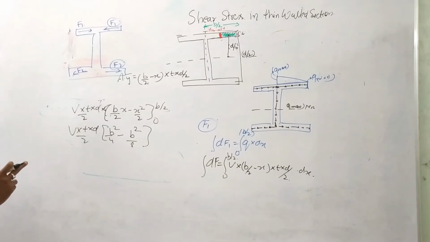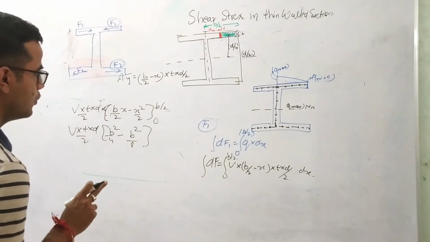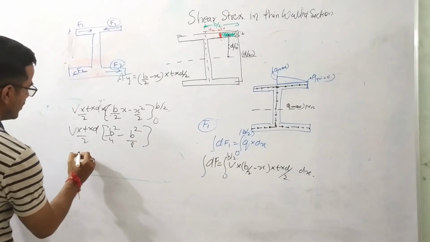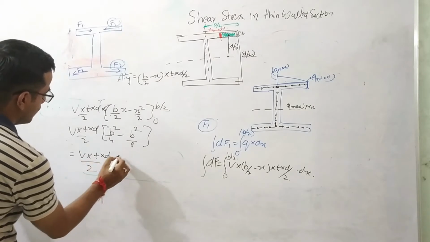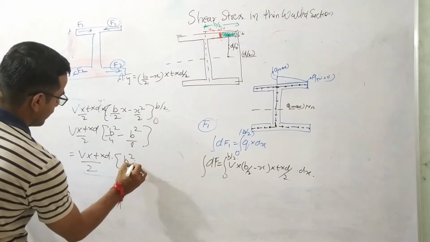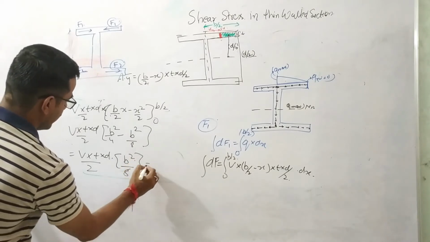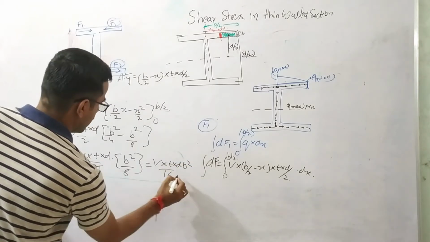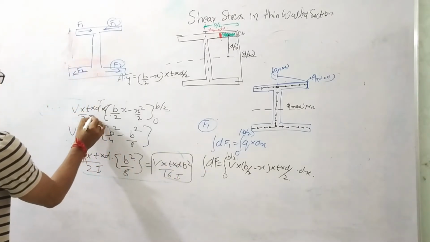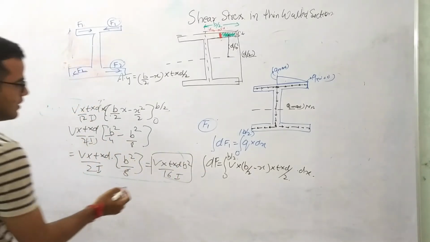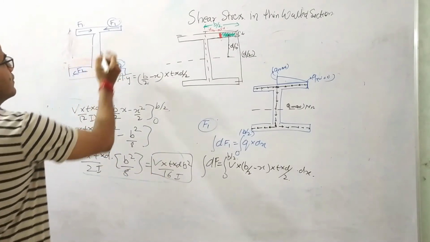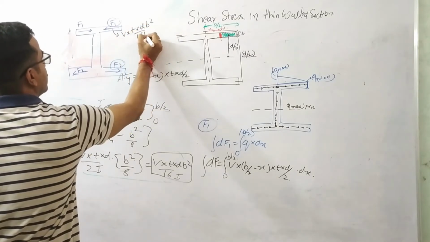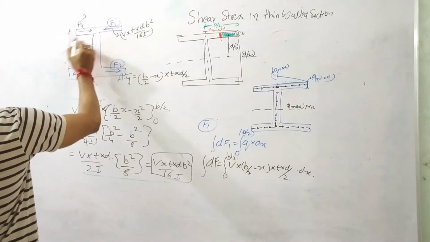So the limit is 0 to b by 2. The total shear force is coming out to be V into t into d over 2 I into (b square over 4 minus b square over 8). So it will be V into t into d into b square over 16 I. We forgot to keep I over here. This is the net force, with the value V t d b square over 16 I. By symmetry, the same will be this force.